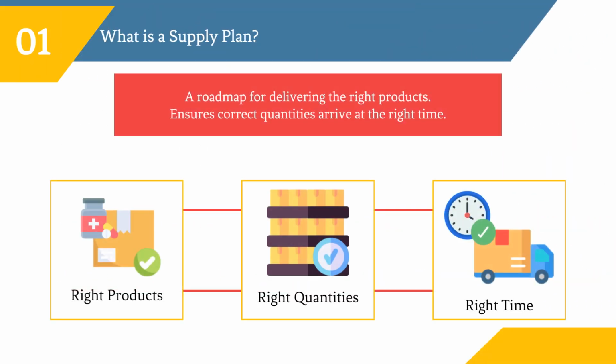A supply plan is essentially a roadmap. It contains all the necessary information to ensure that the right products arrive in the right quantities at the right time. This ensures smooth operations and avoids stockouts or overstocking, ultimately contributing to an efficient supply chain.